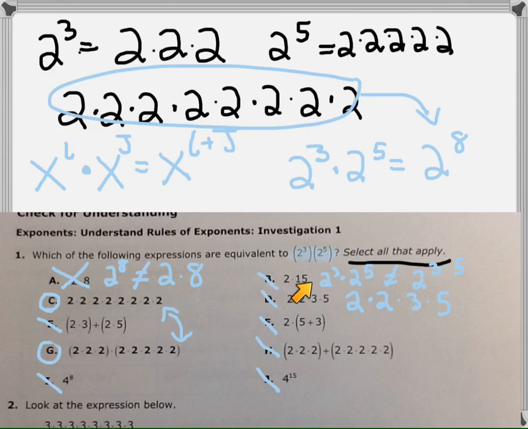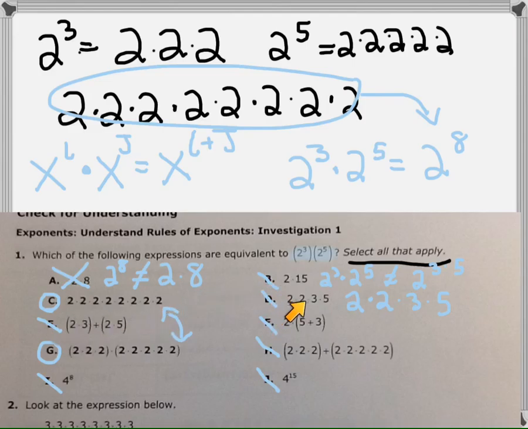B is 2 times 15, and they probably got that by multiplying the 3 and the 5 together to get 15, but that is not correct. That is not how exponents are solved. C is exactly what I showed you up here with 2 multiplied by itself 8 times, and that is correct.